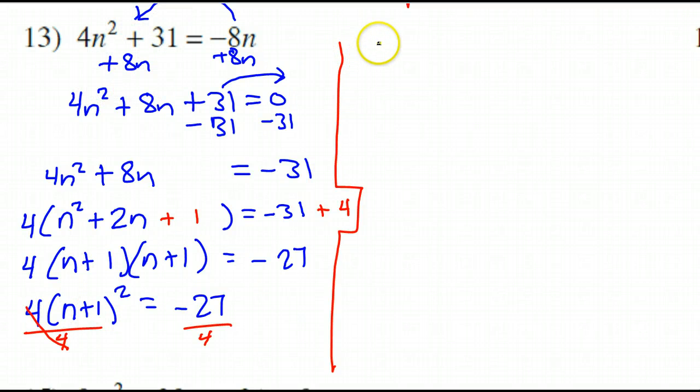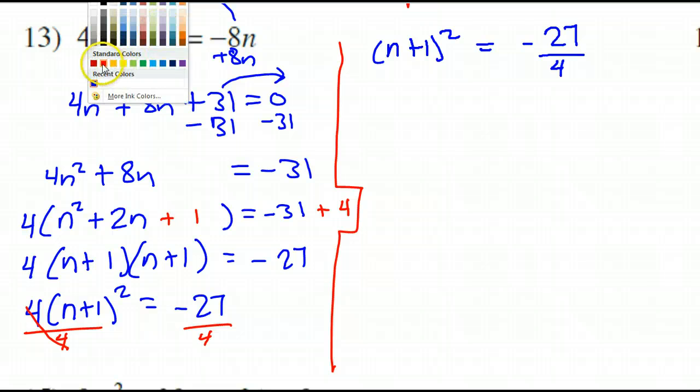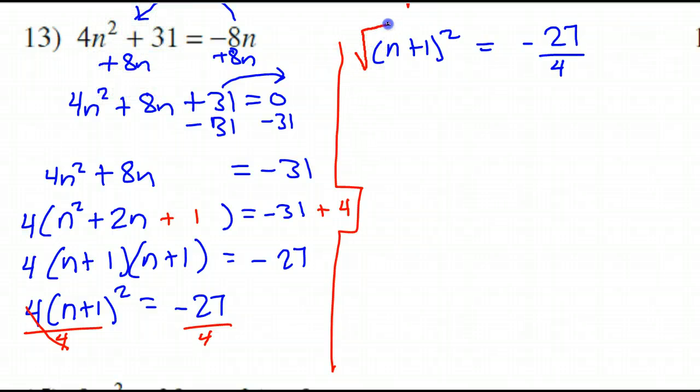So far, right now I have (n + 1)² = -27/4. Time to take the square root of both sides, guys. So if I take the square root over here, and I do the square root over here, don't forget your plus or minus. Now, not only do I have a fraction, but that's a negative number, so that's going to be, i is about to come out of there.